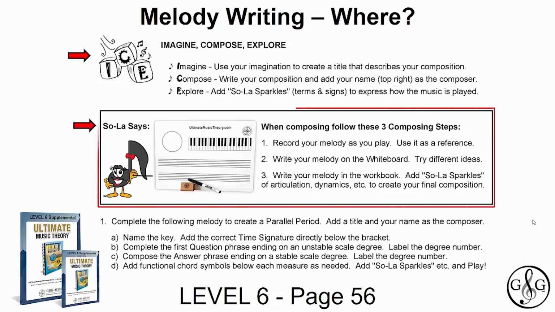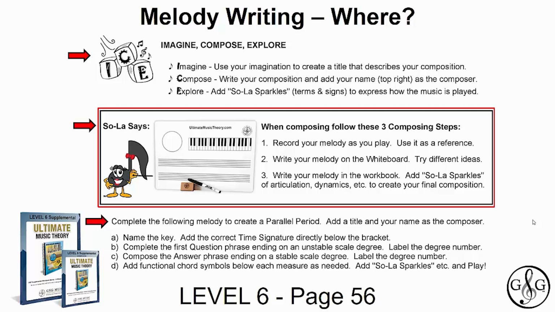Now, sola says, when composing, follow these 3 composing steps. Number 1, record your melody as you play and use it as a reference. This is really important because sometimes we might play a little something and then go, oh my goodness, what did I play? I can't remember. It was so good. So always record it just with your phone or any recording device. Then write your melody on the whiteboard and try different ideas because it's easy to erase on the whiteboard. And finally, number 3, write your melody in your workbook and then add your sola sparkles of articulation and dynamics, etc. to create your final composition.